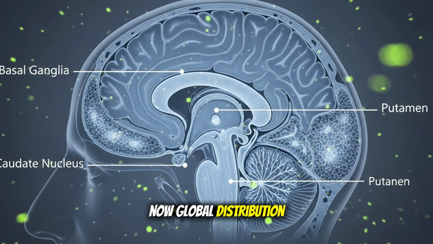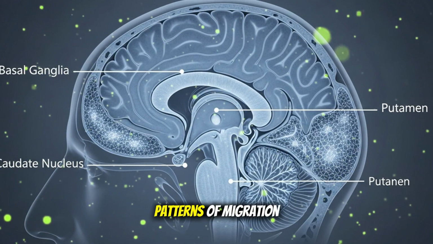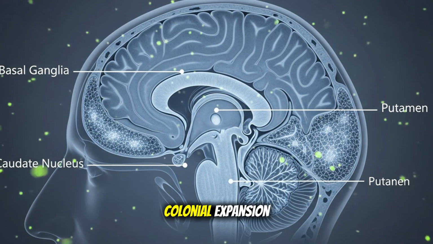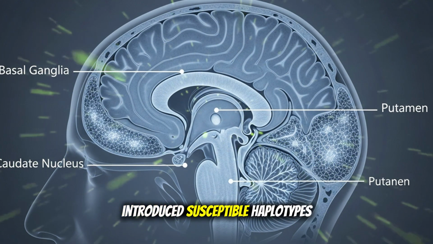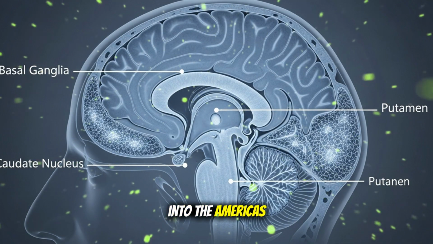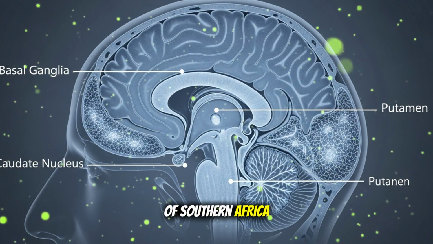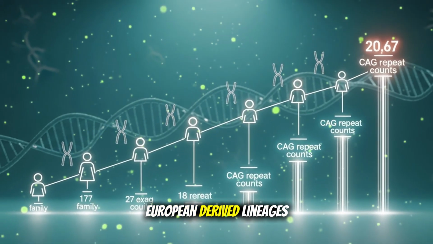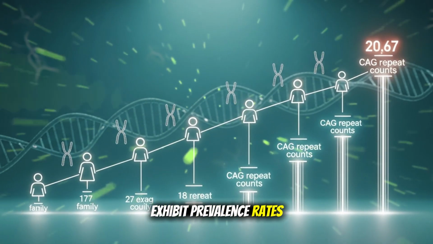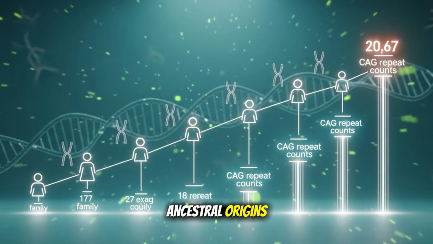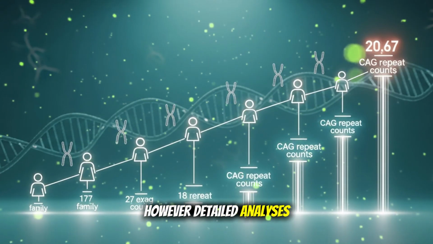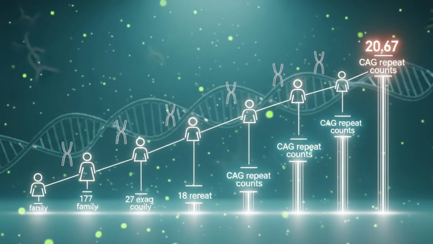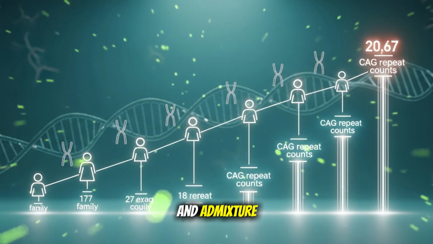Now, global distribution also reflects broader patterns of migration. The spread of European ancestry through colonial expansion introduced susceptible haplotypes into the Americas, Australia, and parts of southern Africa. Today, regions with higher proportions of European-derived lineages exhibit prevalence rates consistent with their ancestral origins. However, detailed analyses reveal additional variation shaped by local demographic processes, including population bottlenecks and admixture.